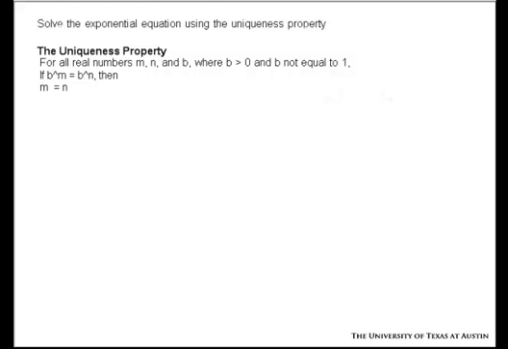Okay, we are going to try to solve an exponential equation using the uniqueness property. First, let's state what the uniqueness property is. For all real numbers m, n, and b, where b is greater than 0 and b not equal to 1, if b raised to the mth power equals b raised to the nth power, then m equals n. So what that really says is if my bases are the same, then my exponents are equal.